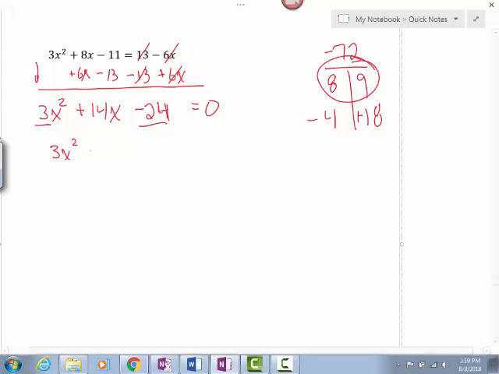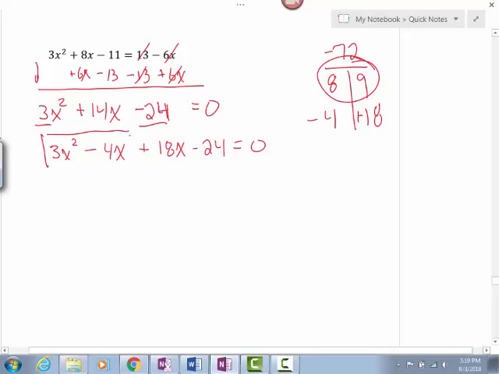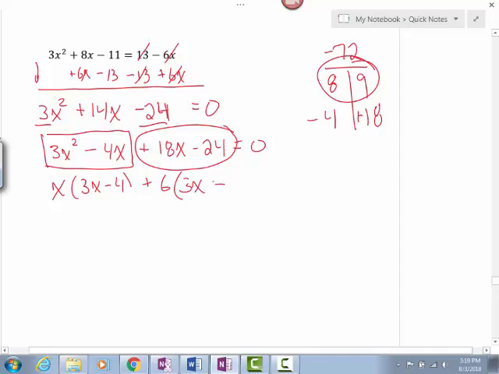Okay, 3x squared minus 4x plus 18x minus 24 is equal to 0. So I'm going to box the first 2. Out of here, I can factor out an x. I'm left with a 3x minus 4. I'm going to circle these 2. Out of 18x and 24, I can factor out a 6. 6 goes in 18 3 times. 6 goes into 24 4 times. So there's my common factor, 3x minus 4.